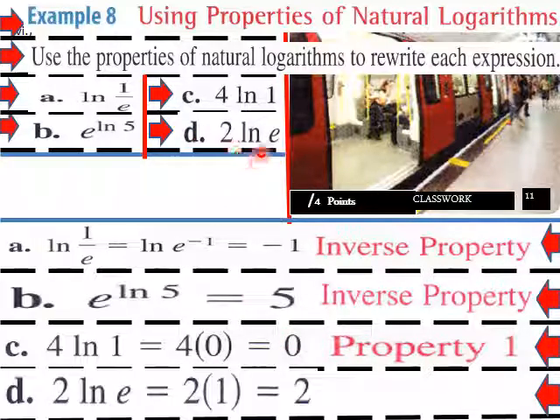And then for d, 2 times natural log e. Again, this is natural log base e of e. These would cancel and give 1, so it'd be 2 times 1, which would equal 2. That's property 2 for that one.